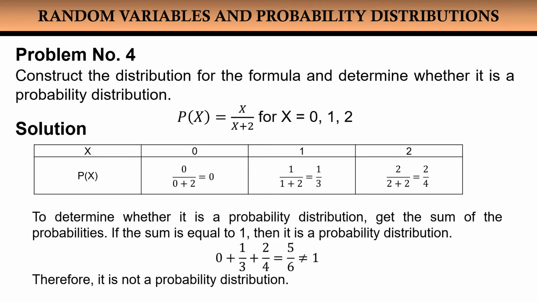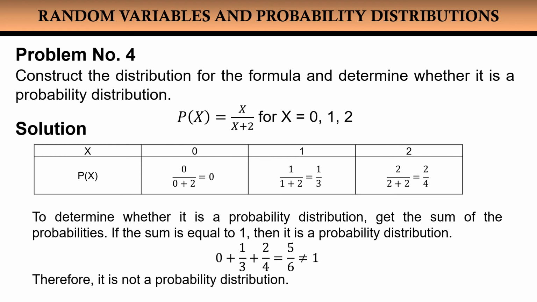Okay, let us have problem number 4. Construct the distribution for the formula and determine whether it is a probability distribution. So the formula is p of x equals x over x plus 2, for which x equals 0, 1, 2. So the possible values of the random variable x are 0, 1, and 2. How are we going to construct the distribution? We have to make a table. We have the x and the p of x, and the values of x are 0, 1, 2.